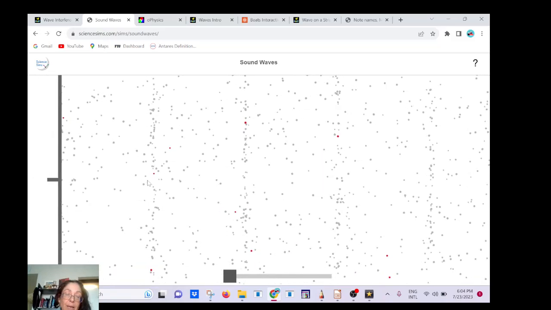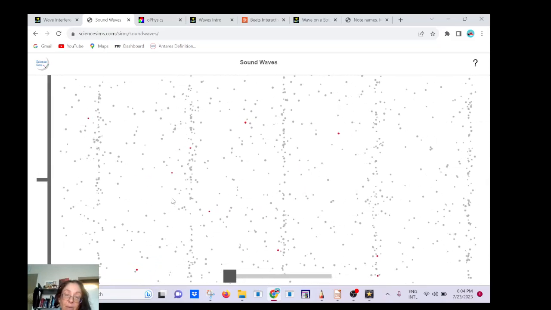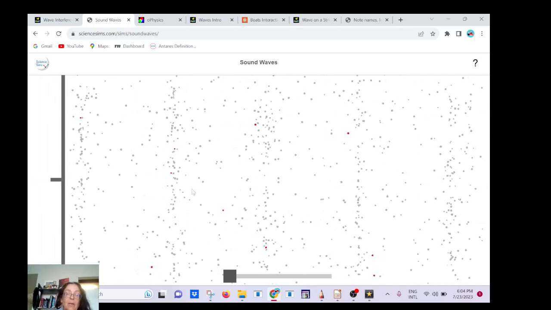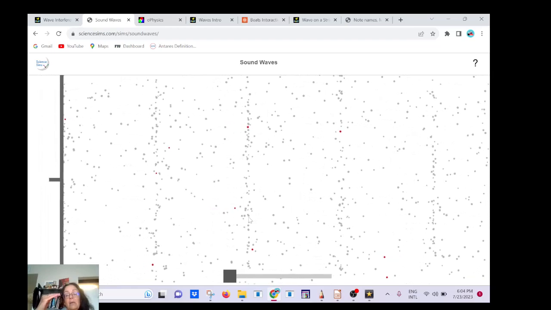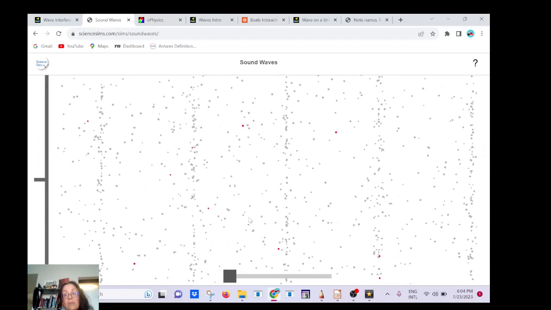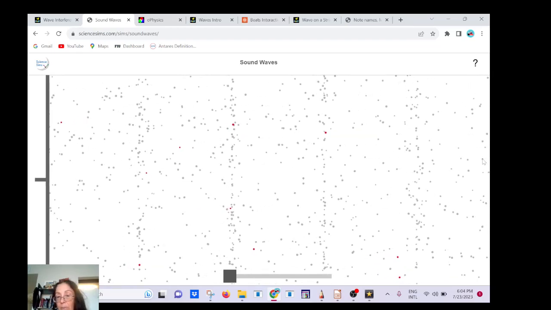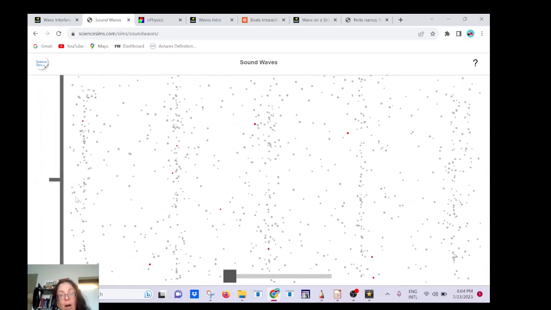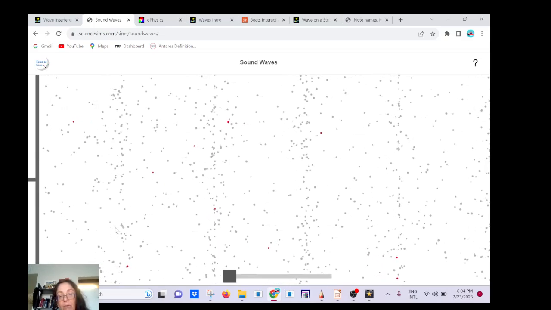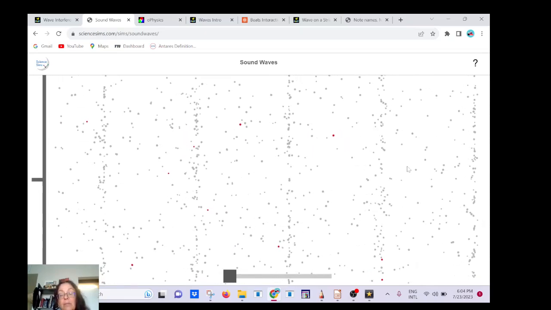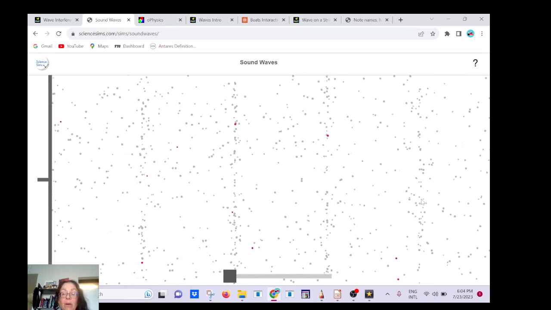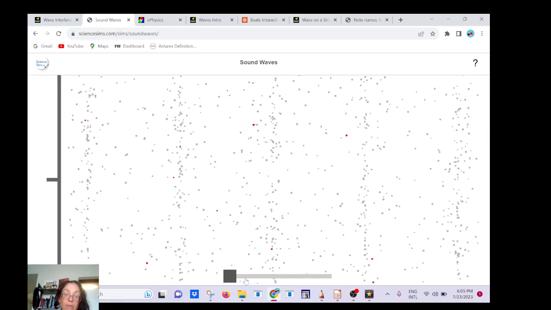You see you have areas of high pressure, meaning above the atmospheric pressure, and areas of low pressure, meaning lower than the atmospheric pressure. And it's moving along. So I could find how long it takes for that front to get from here to here. Measure the distance, divide by the time, and you have the speed of the wave.